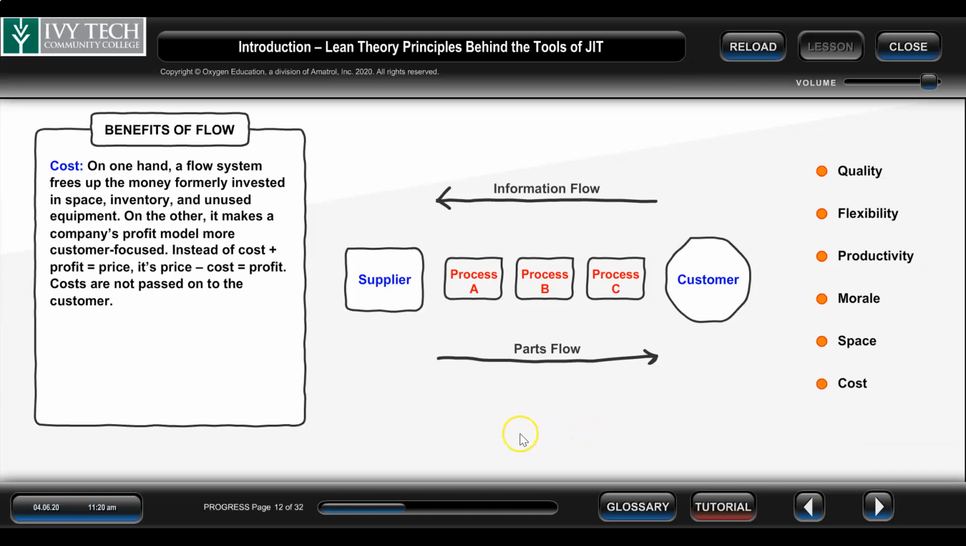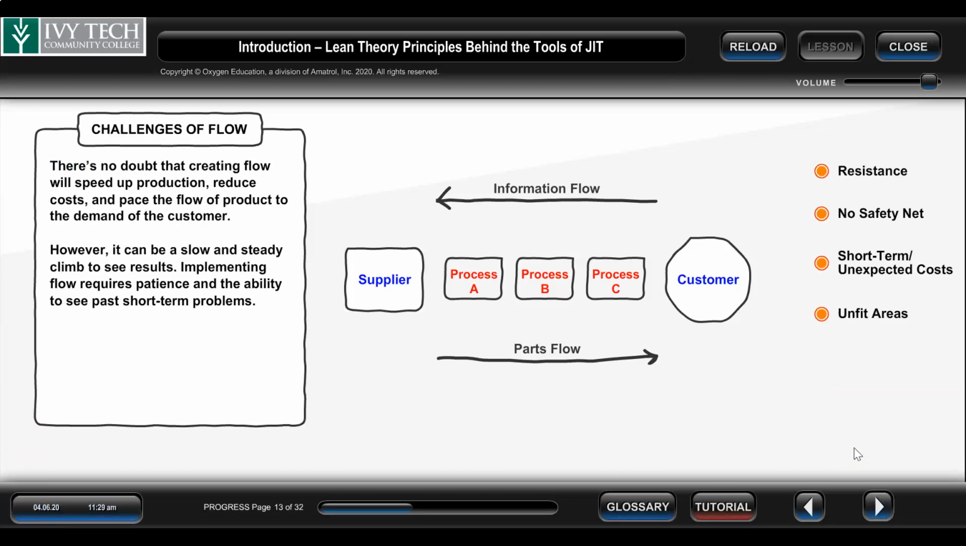Cost. On one hand, a flow system frees up the money formerly invested in space, inventory, and unused equipment. On the other, it makes a company's profit model more customer-focused. Instead of cost plus profit equals price, it's price minus cost equals profit. Costs are not passed on to the customer.